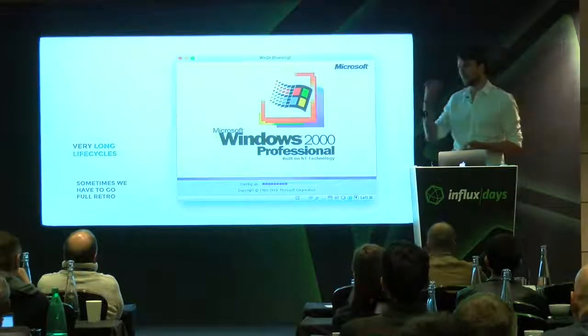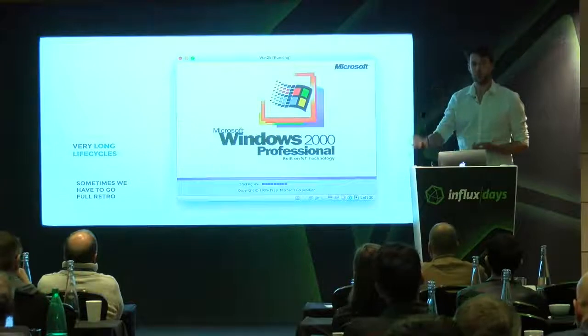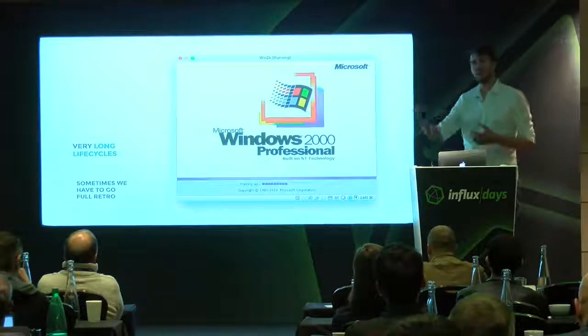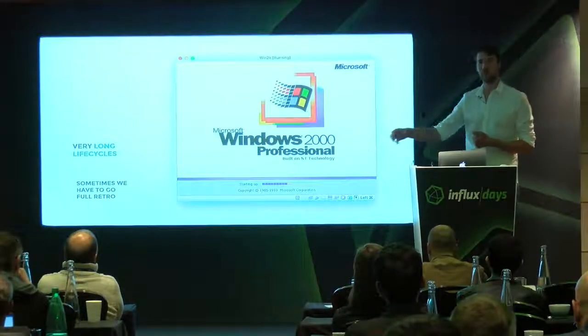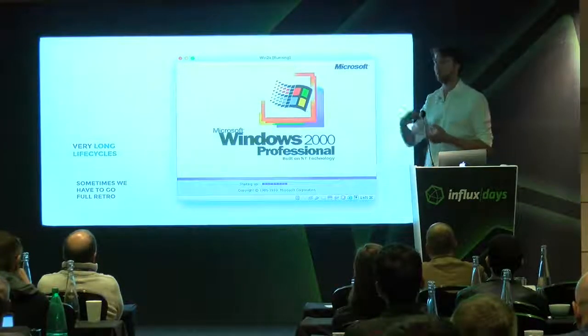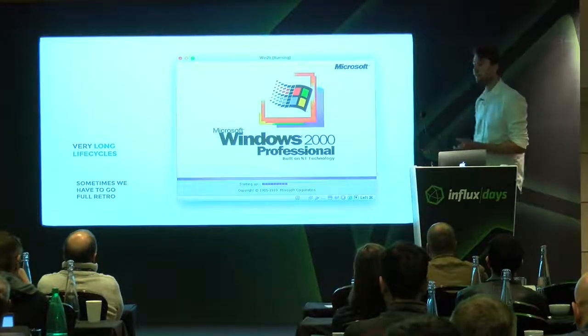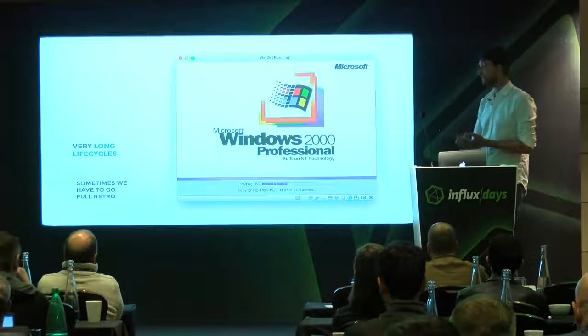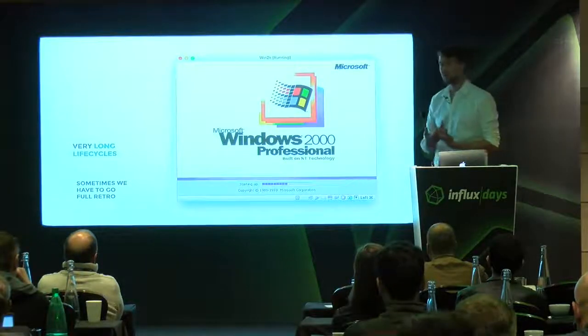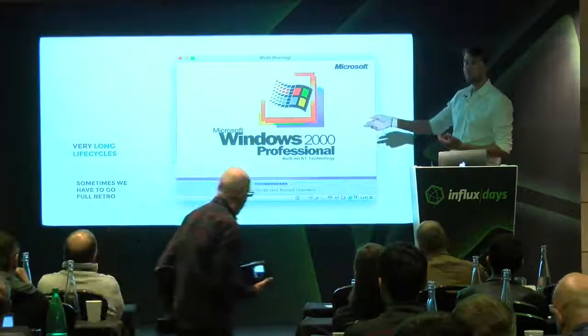So if you put in a production line, if you put in a factory, you don't get it out in 2 years and put all kinds of new stuff in there. You have a factory running for 10 years, 20 years, 30 years. So that means that the systems controlling these factories are also having very long life cycles. So sometimes we have to go full retro.